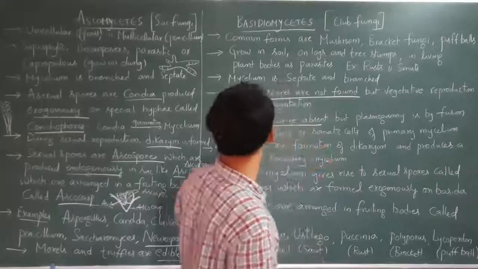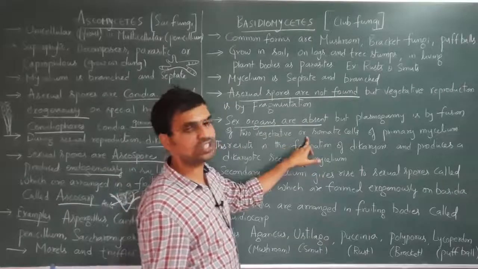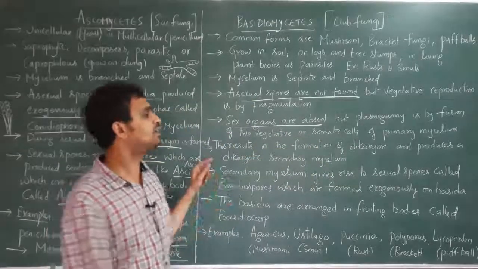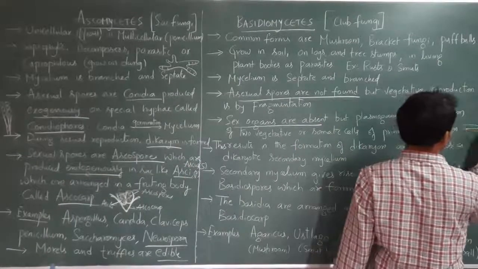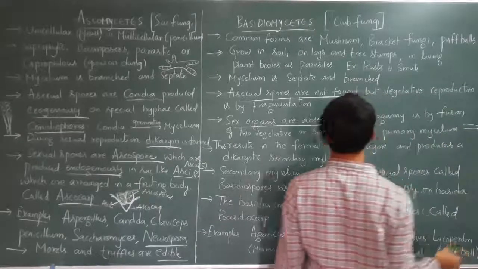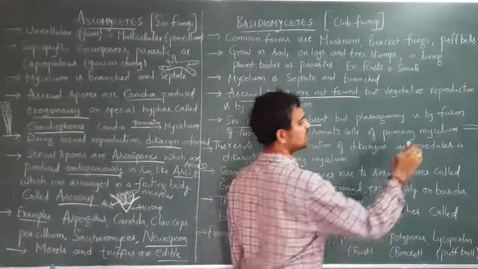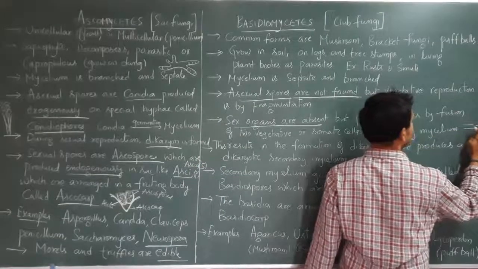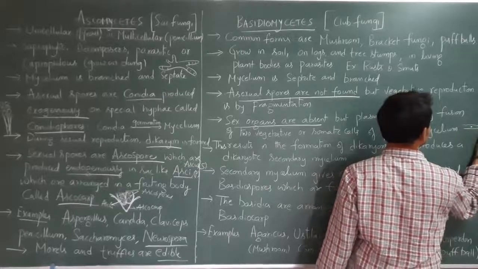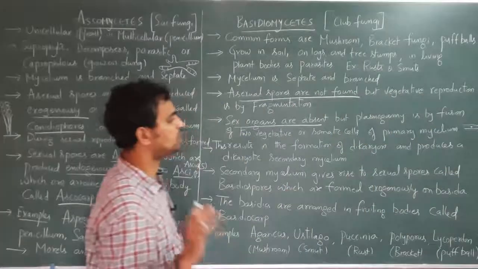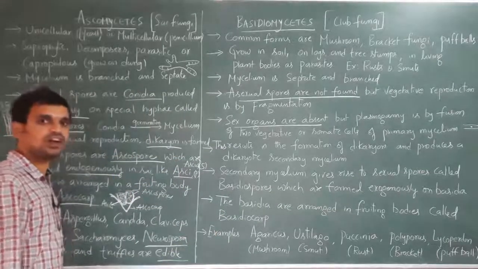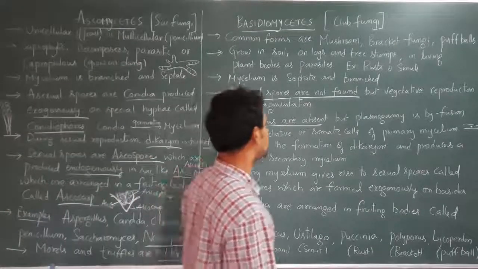So plasmogamy is by fusion of two vegetative cells or somatic cells of the primary mycelium. Whenever two hyphae come in contact with each other, this is one hypha, this is the other hypha, the plasmogamy takes place. First the cross walls will be dissolved and it becomes one. The nuclei are present here, but the nuclei cannot fuse. First, plasmogamy takes place. What is plasmogamy? Fusion of protoplasm is called plasmogamy.